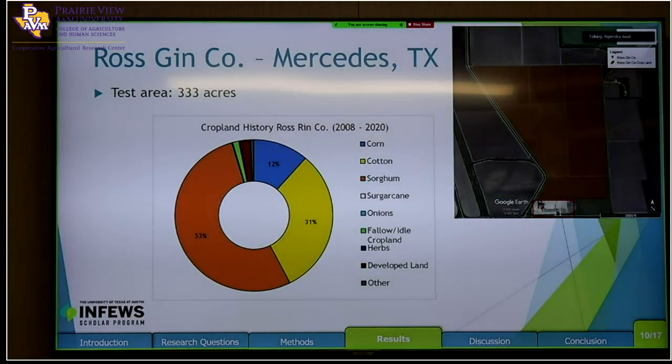My first case study is an area in Mercedes, Texas called Ross Co. I just assume that 333 acres is their plot of land, so I'm pretending that I'm a Ross Co. farmer, and I just want to see how I'm impacting greenhouse gas emissions. This is a schematic of the crop history from 2000 to 2020. They grow a lot of sorghum, cotton, and corn, which is again why I chose those three crops to focus on for this model.